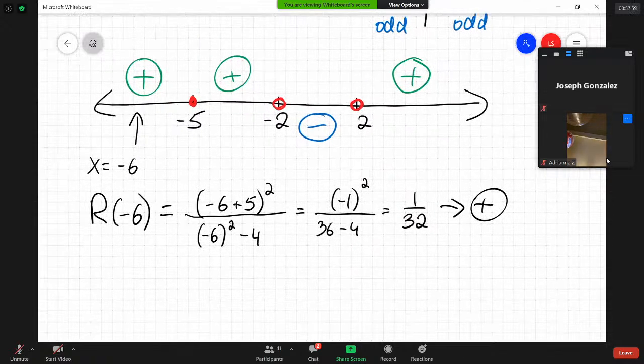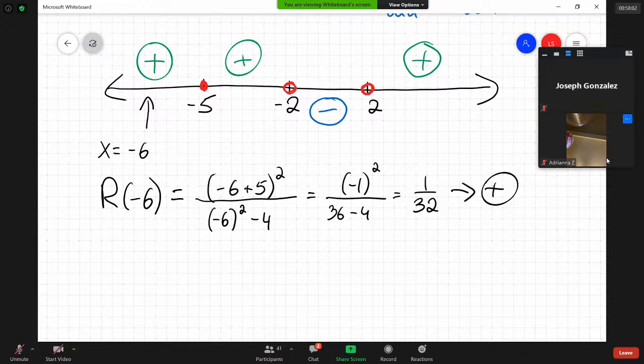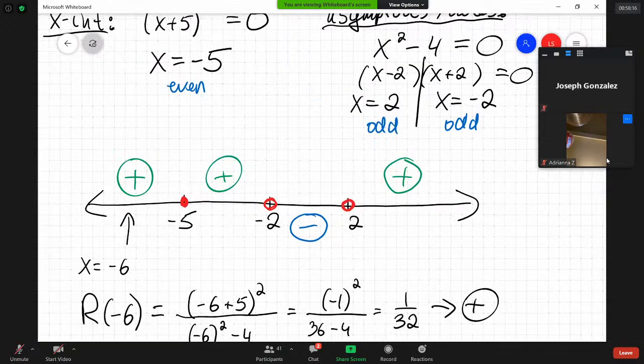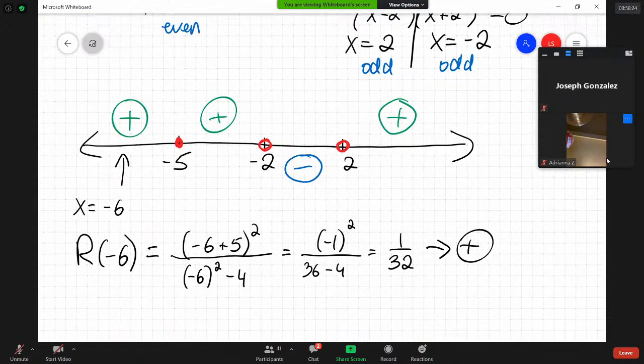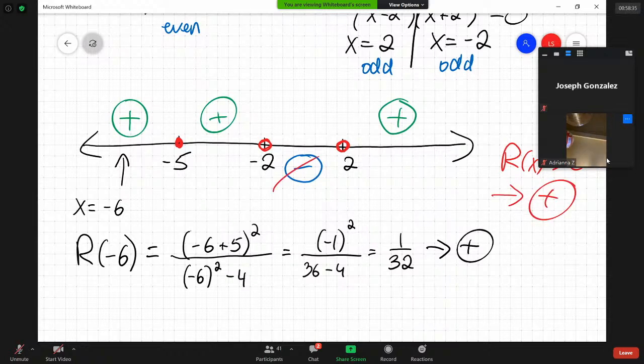Again, if for whatever reason you're not too sure about your multiplicities and using them, plug in points. That'll give you the same pluses and minuses, but multiplicity is quicker. Next is to actually answer the question. So let's scroll back up and see what the question was. The question was, when is our rational function greater than 0? So that's what we're trying to figure out. That implies that we want the positive regions. So we don't care about this one. We care only about the positive regions.